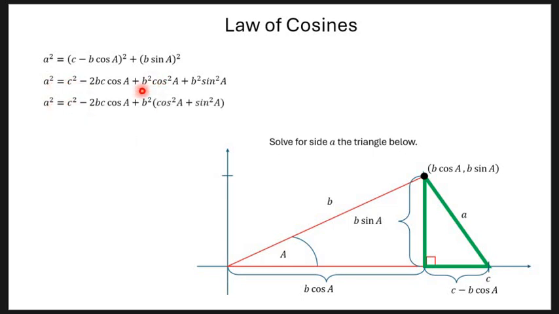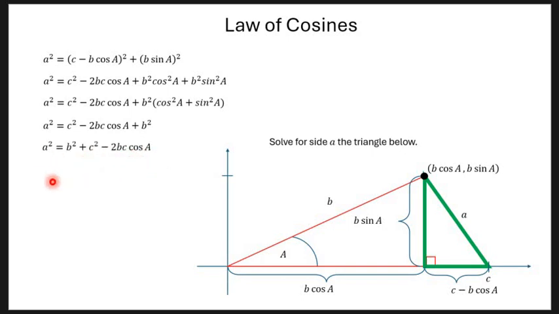If I factor the b squared out of these two terms, I'll have b squared times the cosine squared of a plus the sine squared of a. But the cosine squared of a plus the sine squared of a is equal to 1 by the Pythagorean identity. So I get this. Rearranging this a little bit, this is the law of cosines right here.